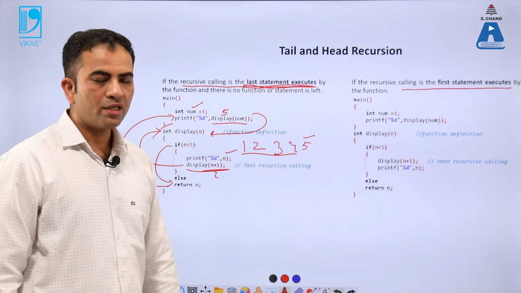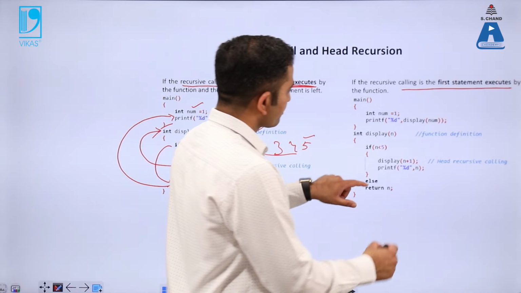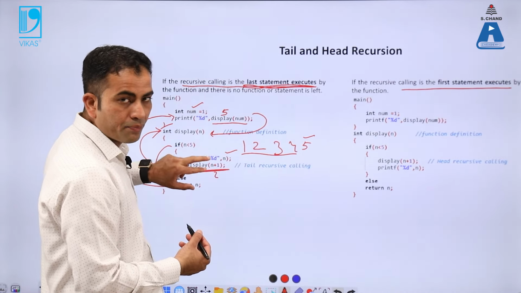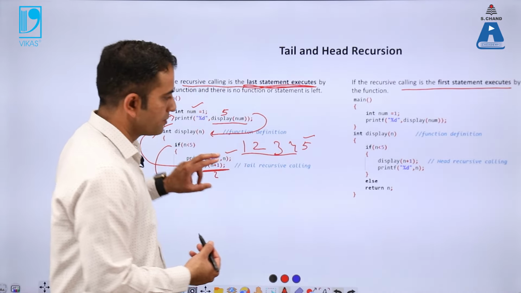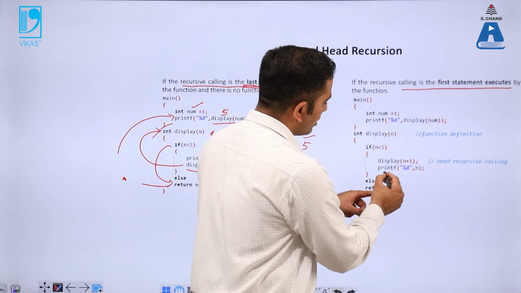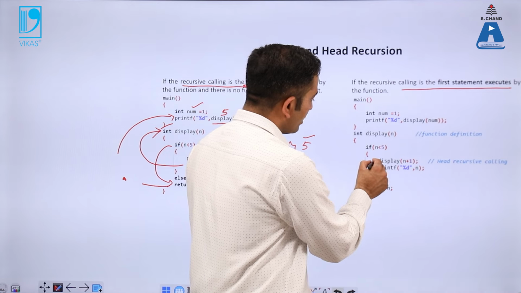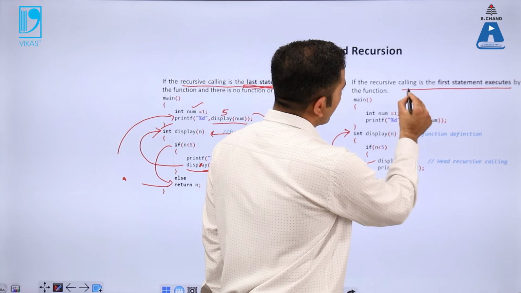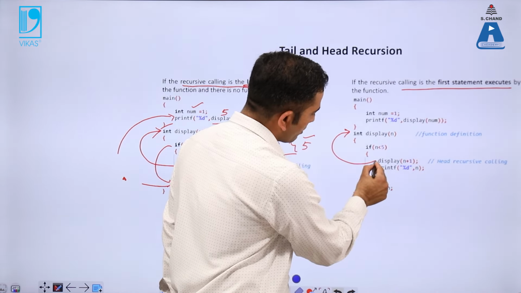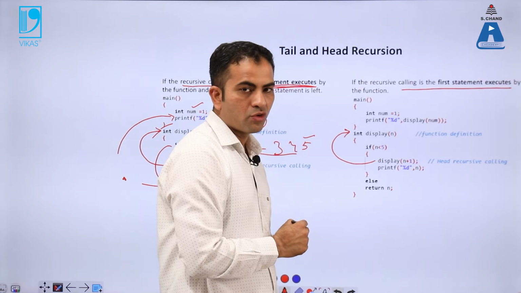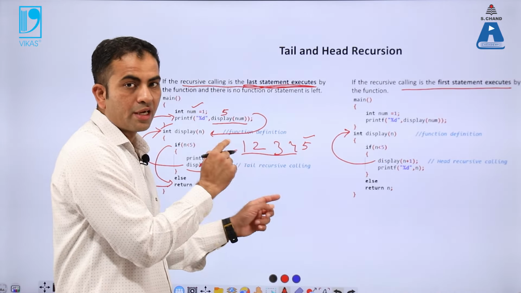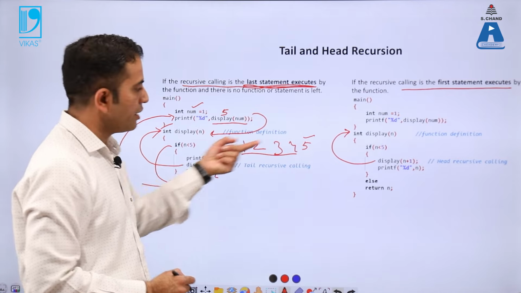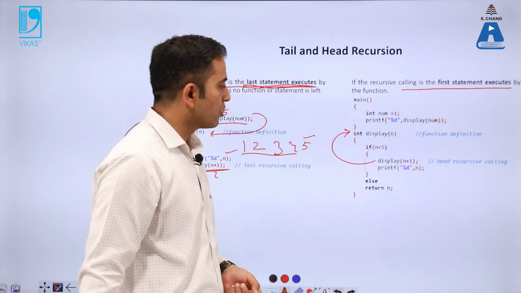Now understand head recursion. The program is the same, only we have swapped these two statements. Now display(n+1) comes first and then printf %d n. This is head recursion because, from the definition, if the recursive call is the first statement executed, we are doing the recursive call from the very first statement. I hope you can understand the difference: in tail recursion the recursive call is the last statement executed, and here it is the first.